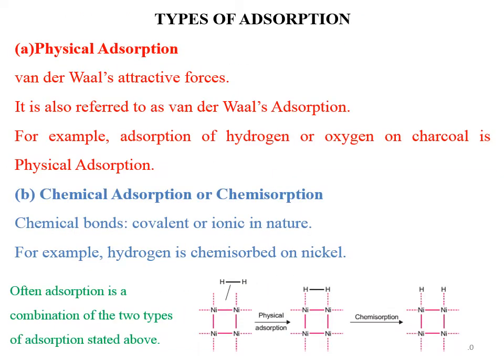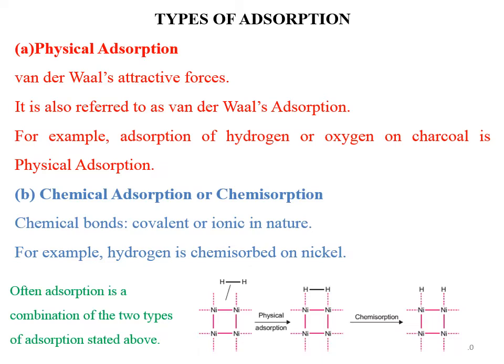Types of adsorption. The adsorption of a gas onto a solid surface is mainly of two types. ये adsorption of liquid on a solid surface भी हो सकती है। तो physical adsorption is the first type and chemical adsorption or chemisorption is the second type.